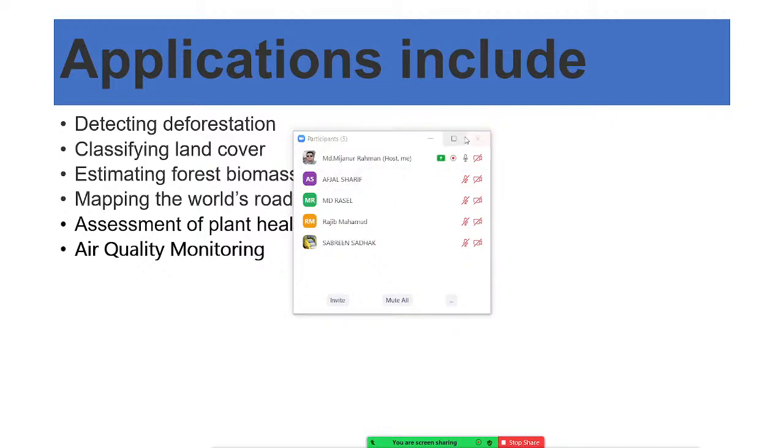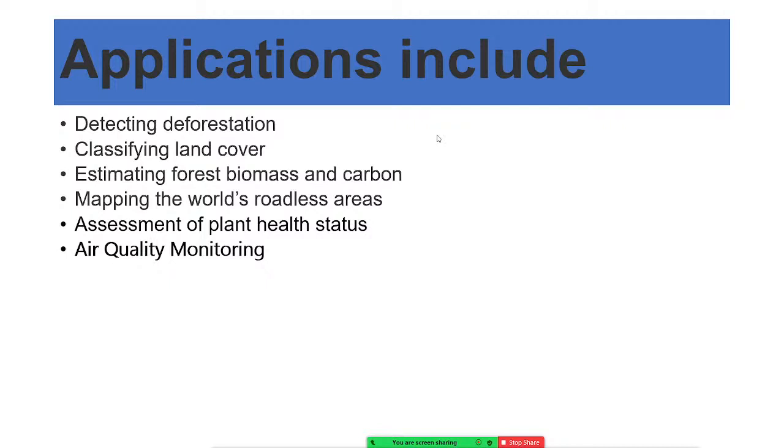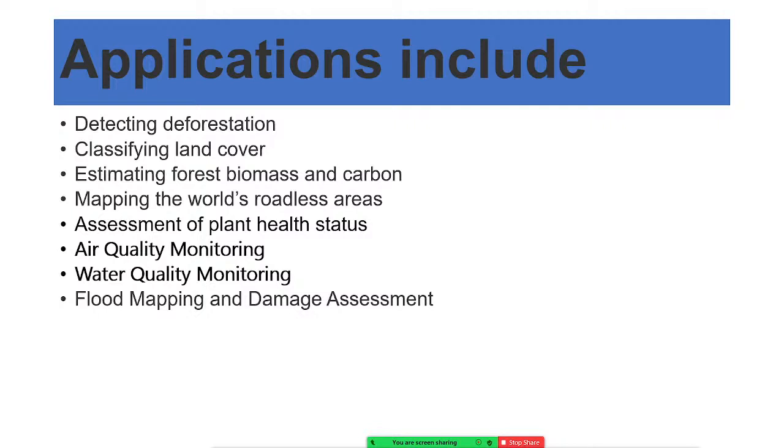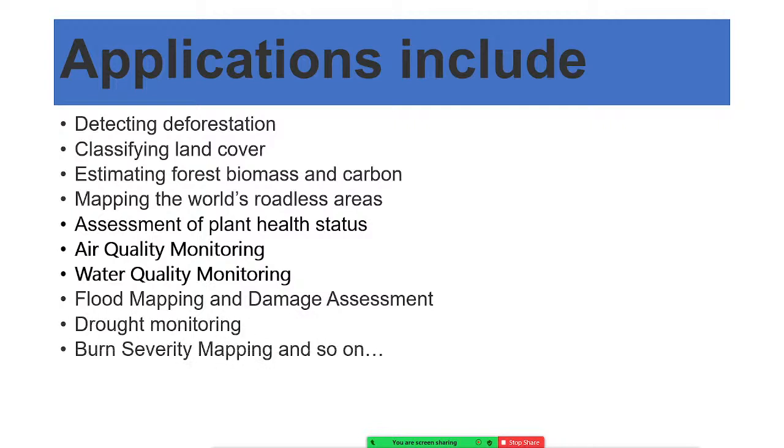Okay, so besides air quality monitoring, you can also do water quality monitoring, flood mapping and damage assessment, drought monitoring, burn severity mapping, and so on. You can do any remote sensing analysis using this platform, very quickly and very efficiently using the Google Earth Engine platform. You can also do land surface temperature monitoring, and you can do everything for remote sensing analysis in Google Earth Engine, very quickly and efficiently compared to other software, such as ArcMap or QGIS or ENVI.